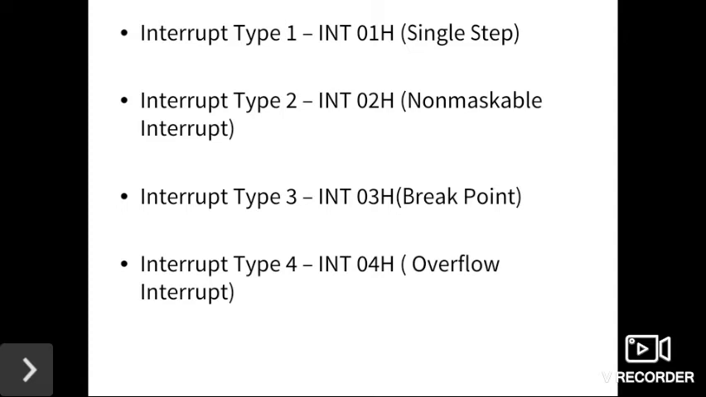Then interrupt type 2, which is nothing but a non-maskable interrupt. The 8086 performs a type 2 interrupt when the NMI pin, the non-maskable interrupt pin, receives a low to high transition signal. Then the CPU pushes the content of the flag registers on the stack and resets the interrupt flag and trap flag, and also pushes the content of the code segment and instruction pointer onto the stack. After that, the CPU jumps to 00008H to fetch the code segment.